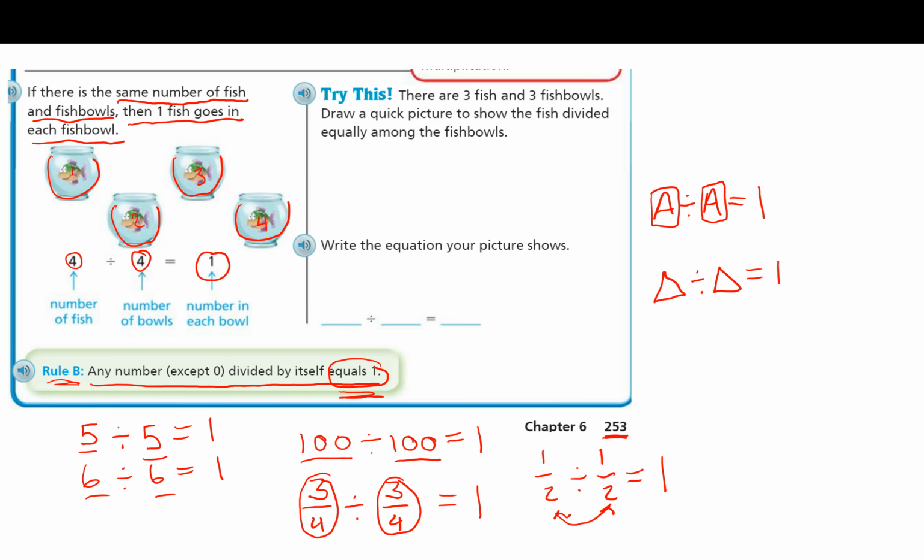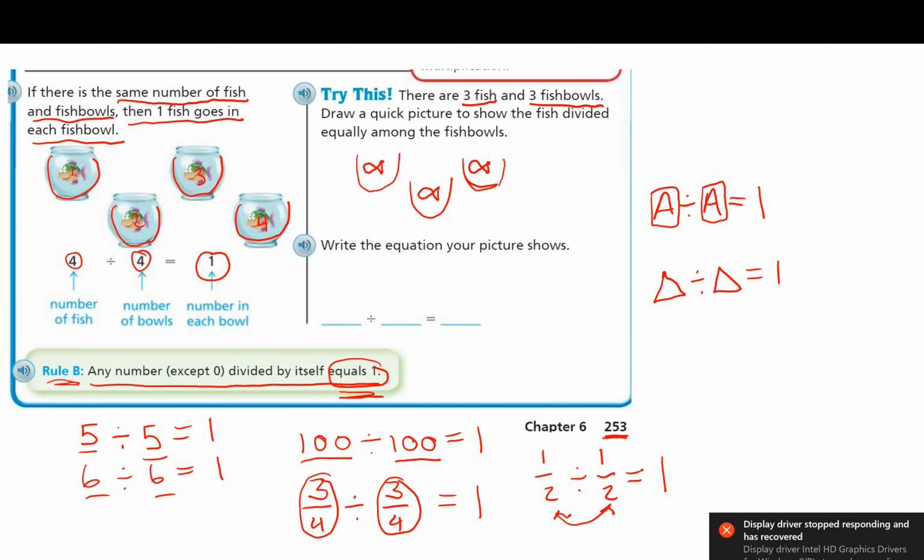Now, let's go back to your book. There are 3 fish and 3 fish bowls. Draw a picture to show the fish divided equally among the fish bowls. So, I'm going to try this again. There's 1 fish, 2 fish, these are a little better fish, 3 fish, and 3 fish bowls. 1, 2, 3. There we go.